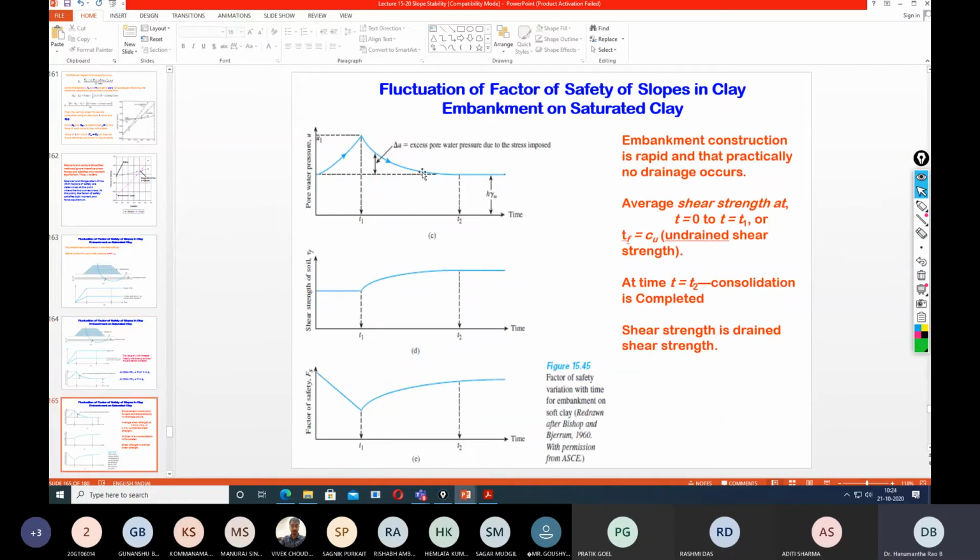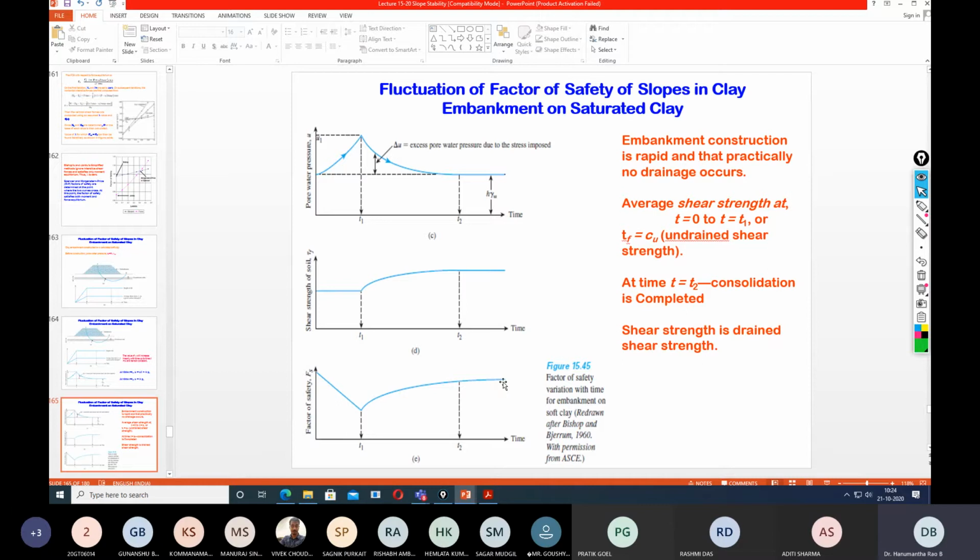So this is the pore water pressure, and correspondingly there is an increase in the shear strength. As we can see here, up to point T1 the shear strength remained constant, and when there is a dissipation of the excess pore water pressure, consequently there is an increase in the shear strength within the soil sample. Now suppose you want to understand how the factor of safety changes: initially, as you impose the load, there is a decrease in the factor of safety with the increase in the pore water pressure. As the pore water pressure decreases, the shear strength increases, and there is an increase in the factor of safety.